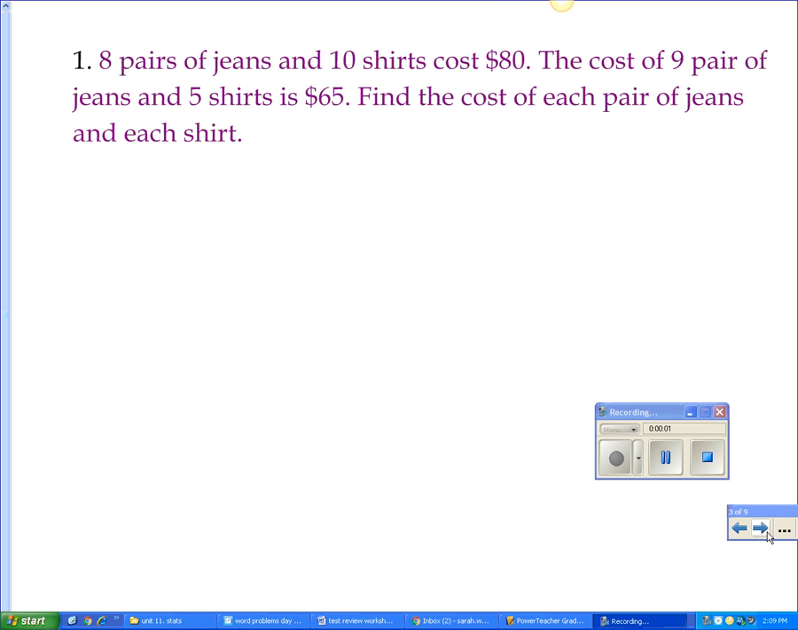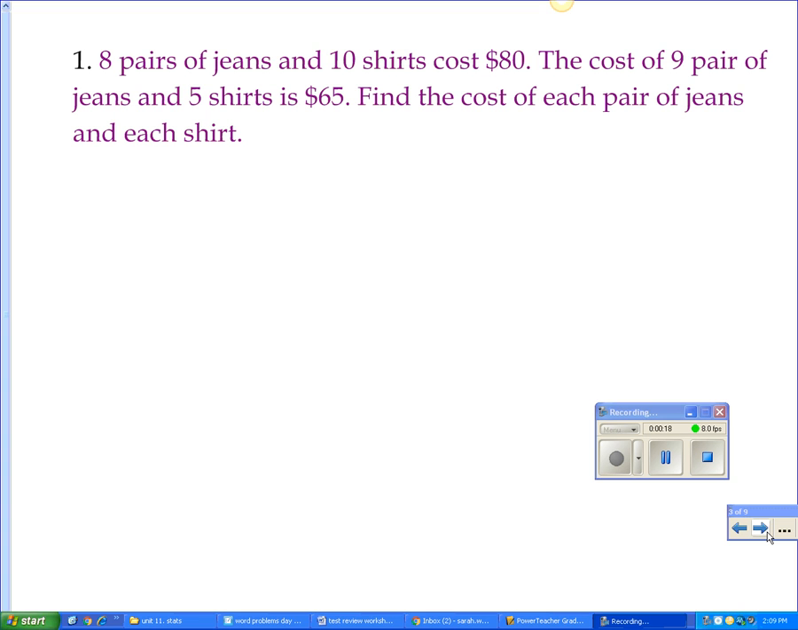Number 1 says 8 pairs of jeans and 10 shirts cost $80. The cost of 9 pairs of jeans and 5 shirts is $65. Find the cost of each pair of jeans and each shirt.